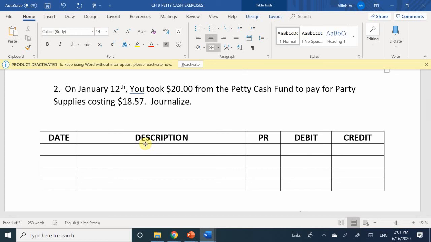For $18, you're going to credit petty cash for 18.57. Okay? No, you are not going to use petty cash fund that way. So take $20 out, and you only spent $18.57. You give that in the receipt back, and so originally you only spent $18.57. That's correct.